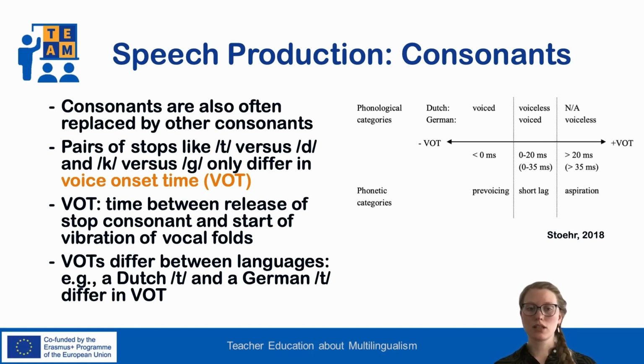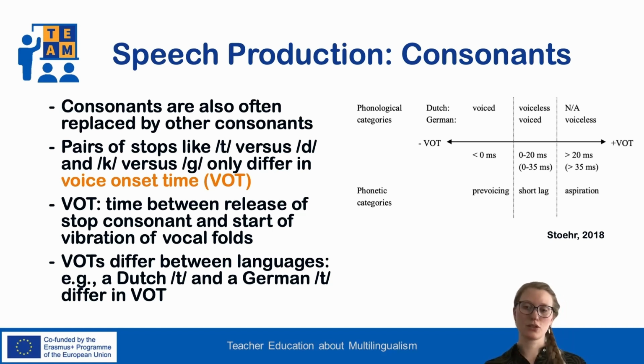So for example, a Dutch t and a German t differ in VOT. And it is also common that these voice onset times are transferred from one language to the other. So someone who has Dutch as their first language will then most likely also produce a similar t with a similar voice onset time in German. And this can also lead to miscommunication if then other Germans interpret this as a d, for example.